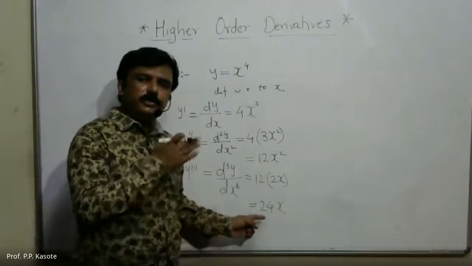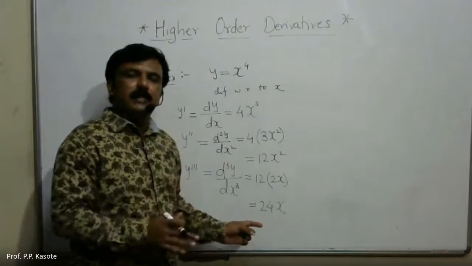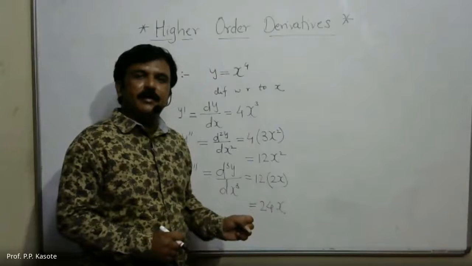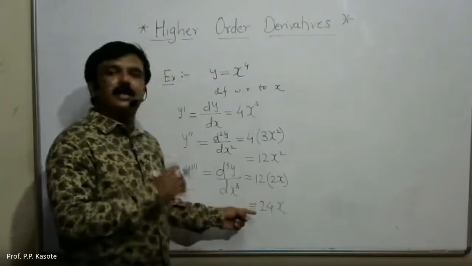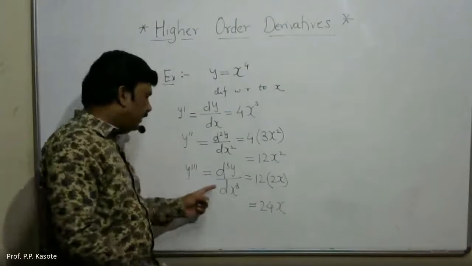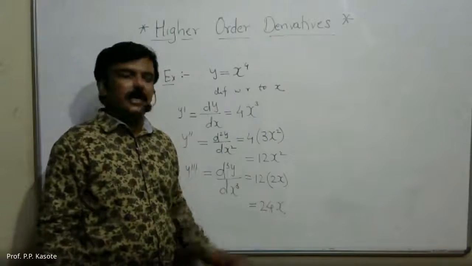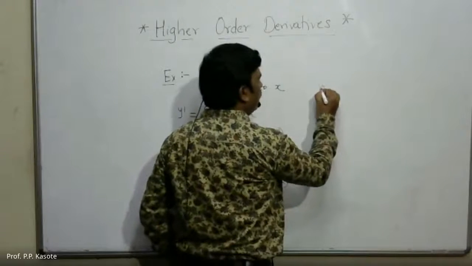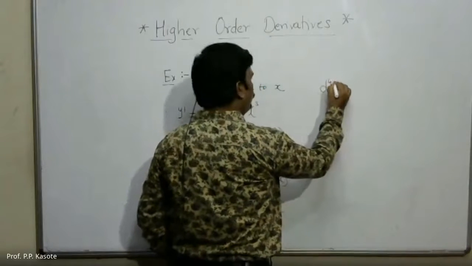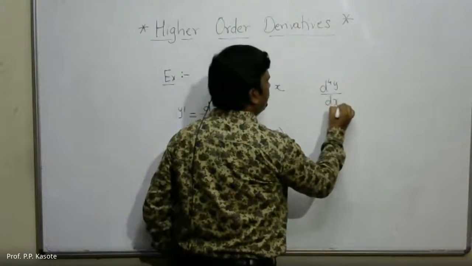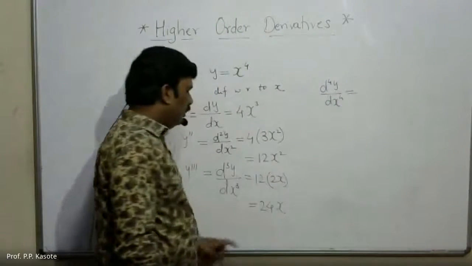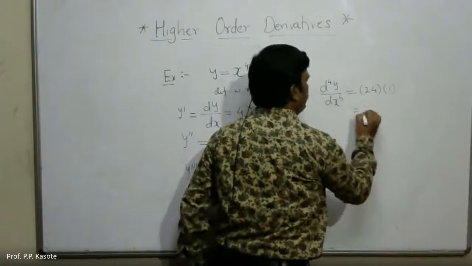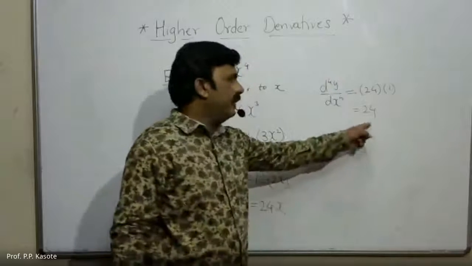This is how we keep on finding the derivative as per our requirement and convenience. So y triple dash we have got 24x. Can we differentiate it again? Yes, let us differentiate it one more time. That is d raised to 4 y upon dx raised to 4, which is equal to 24 into 1, that is 24. The fourth order derivative is 24.